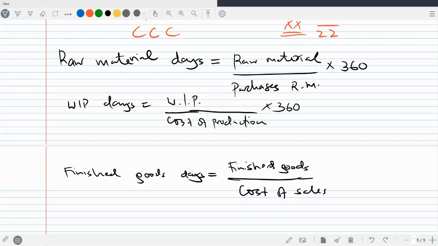I hope you can see how it's progressing. From purchases, we had raw material here, we had labor, we had some other indirect material. Now here we are about to sell the goods, so we add on top of the cost of production the selling cost. Okay, we multiply by 360, 365 days.